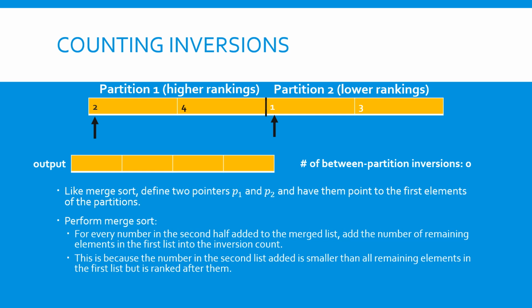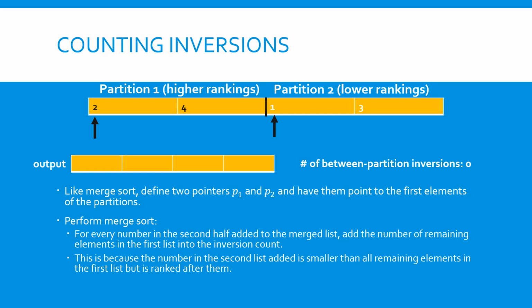Now, let's go over the procedure using a simple example shown here. Since we are modifying the merge sort procedure, we can assume that the numbers in the two partitions are sorted, which will help us count inversions faster.